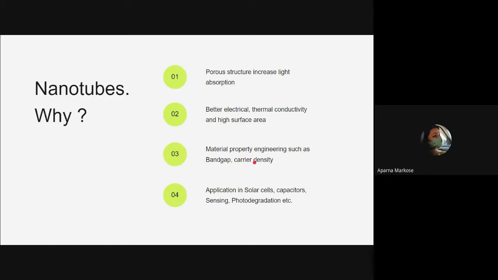All that very detailed you will learn if it is necessary for you. And we can use these nanotubes in solar cells, capacitors, sensing applications, photodegradation, etc. So nanotubes are important.